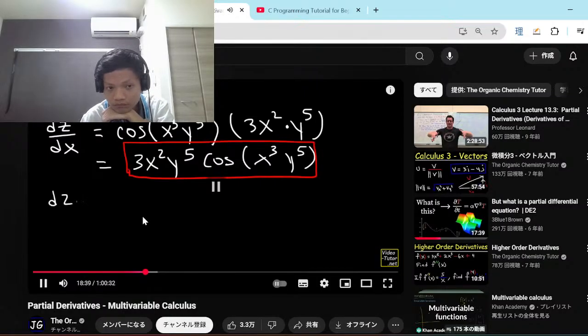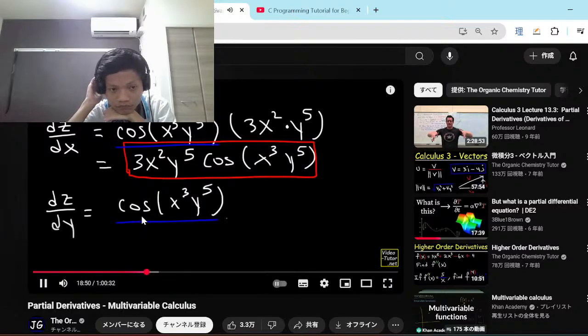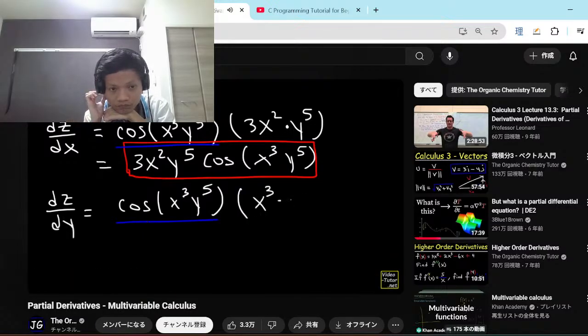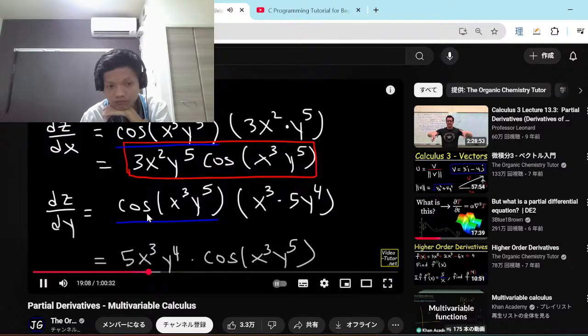Now let's find dz/dy. So it's going to be cosine x cubed y to the fifth. The first part is not going to change, but the second part will. Now x cubed is the constant, y to the fifth is the variable. So we can rewrite it as the constant times the derivative of y to the fifth, which is 5y to the fourth. So that's 5x cubed y to the fourth times cosine x cubed y to the fifth. And so that's going to be the answer.